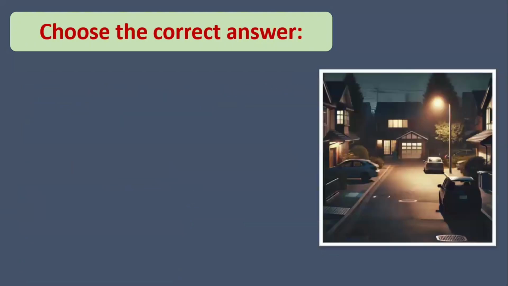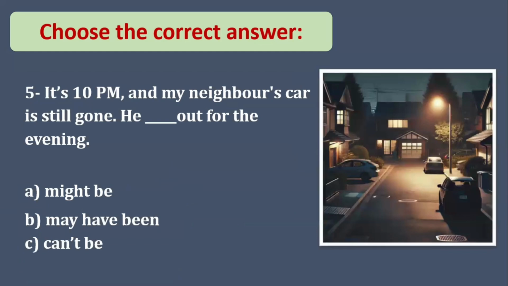صح؟ طيب next one. It's 10 p.m. 10 في الليل. And my neighbor's car is still gone. ما زالت سيارة جاري مختفية مش موجودة. I cannot see it. He might be out for the evening. احتمال يكون خرج بالليل أو he might have been out for the evening. برضو احتمال الأولى عفوا might be يعني احتمال إنه يكون الآن برا. May have been يعني احتمال قبل في الماضي إنه يكون برا أو he can't be مستحيل يكون برا.